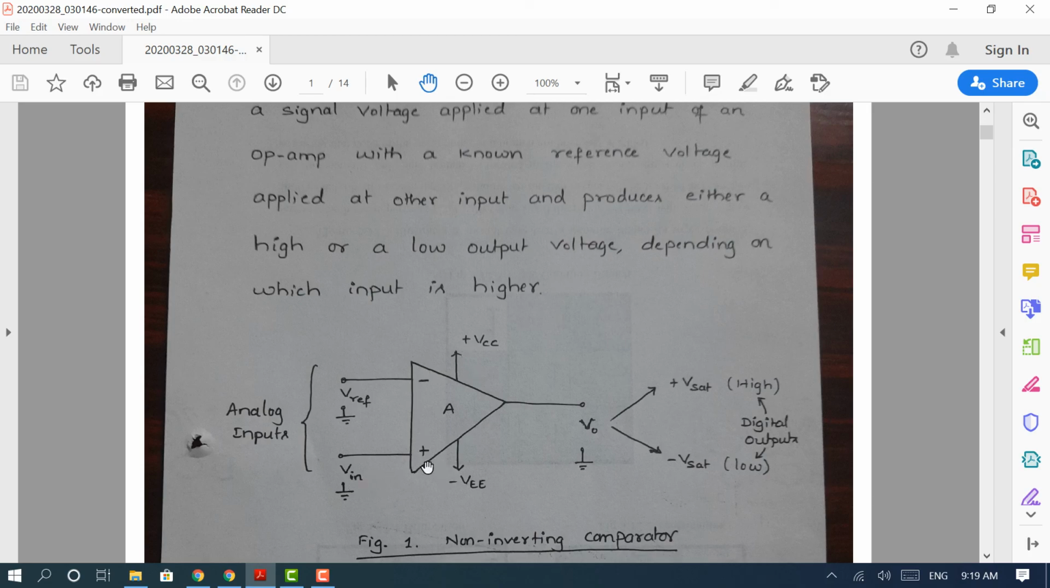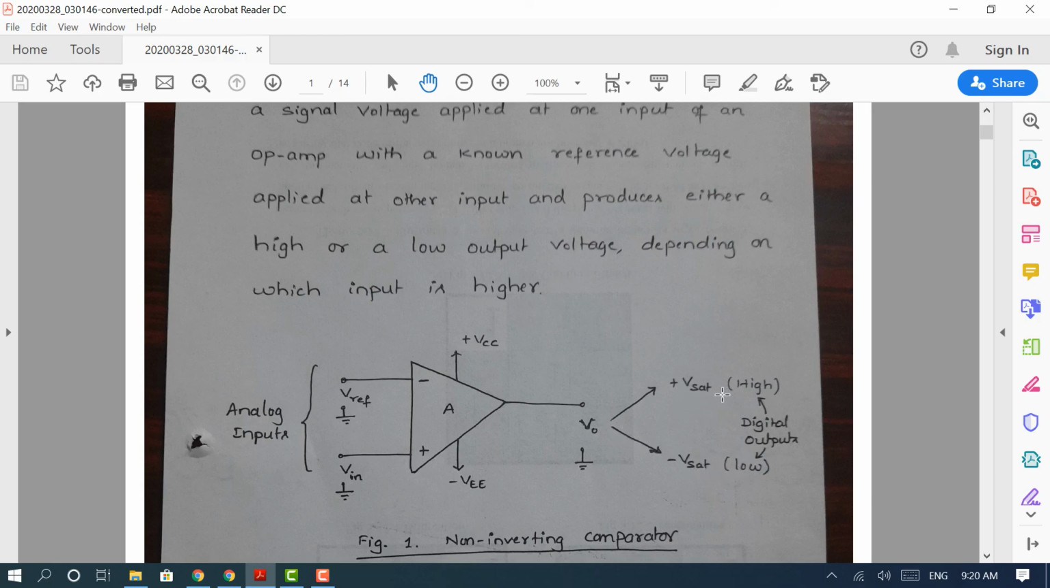This circuit is operated in open loop mode. As you can see here, we don't have any feedback connected from output to input. So this circuit compares the input time varying signal with the reference voltage. Whenever the time varying signal is greater than the reference voltage, the output is driven into positive saturation. When the time varying signal Vin is less than the reference voltage, the output is driven to negative saturation.